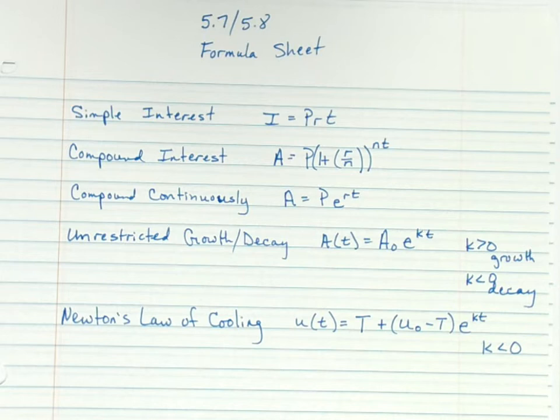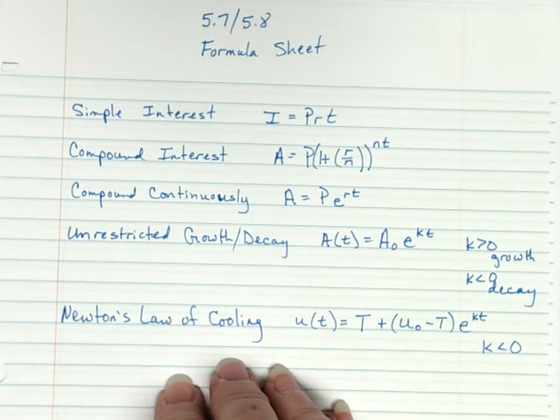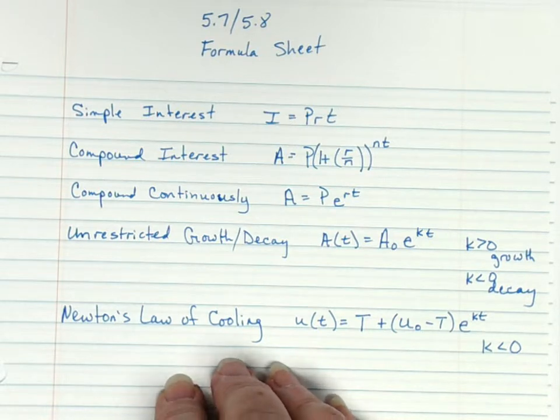This is section 5.7 and 5.8. And in order to do this section, which is financial models and unrestricted growth or decay models, basically applications of logarithms and exponents, you're going to need to use this formula sheet. Now you will be given this formula sheet in On Level. You will be given a version of it in Pre-AP as well.